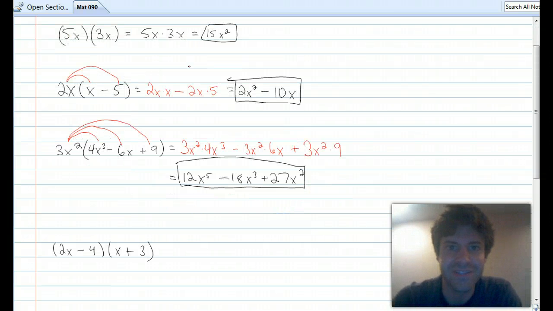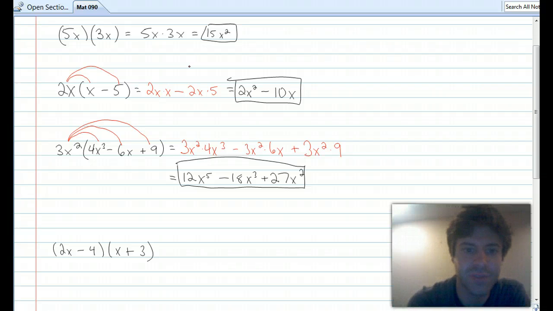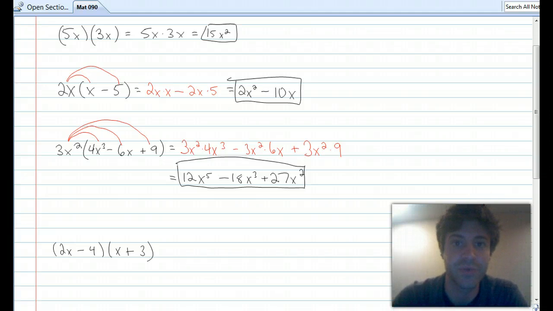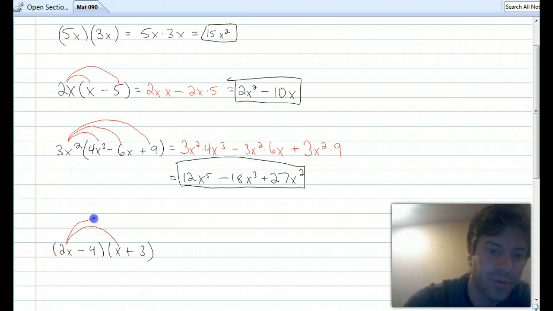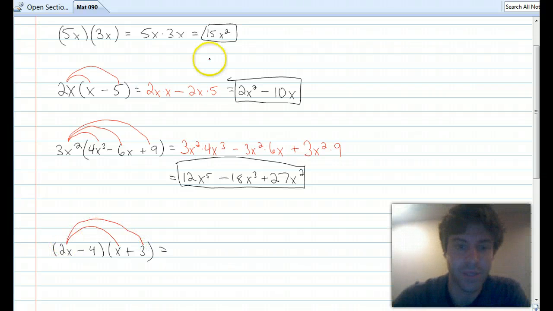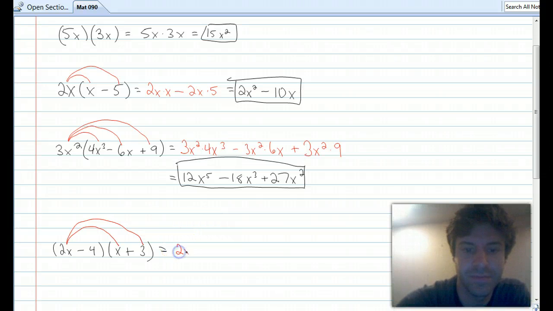Okay, moving on to the next example. The question is now, how do we multiply a binomial times a binomial? And the idea is pretty similar to our previous examples, except this time we actually have to distribute twice. The first thing we do is we distribute our 2x through our parentheses. If we do that, we have 2x times x, and we have 2x times 3.